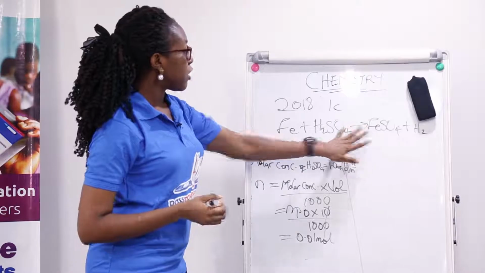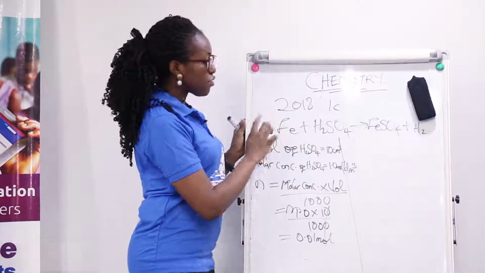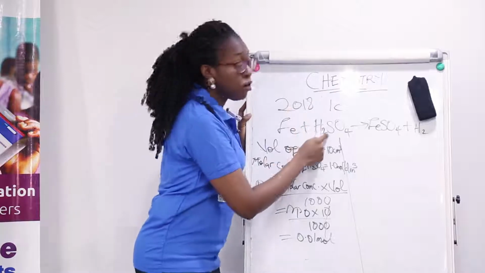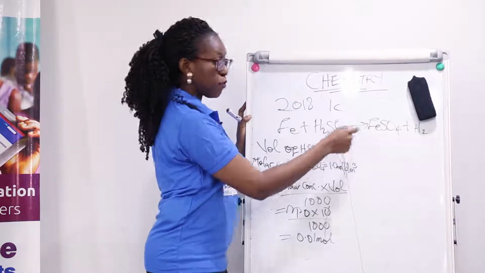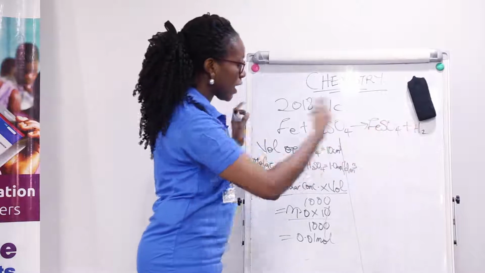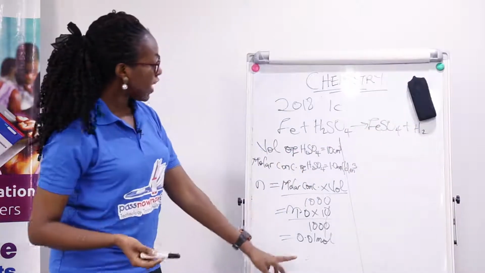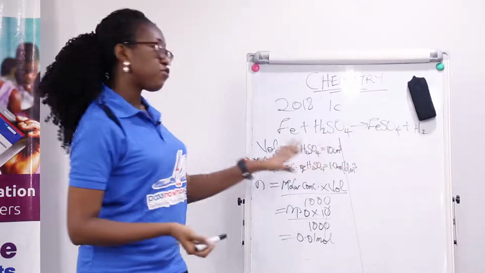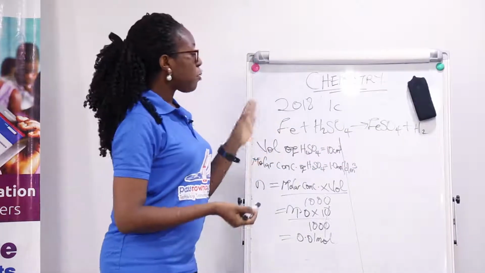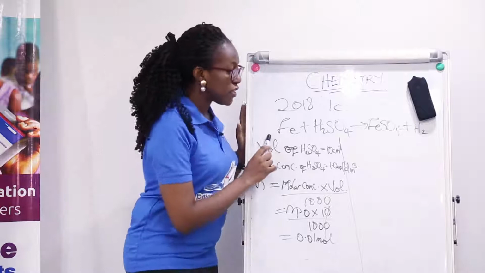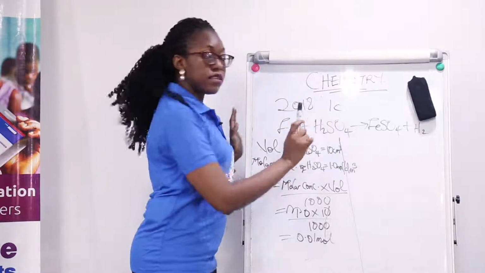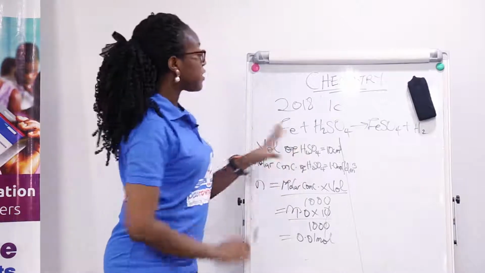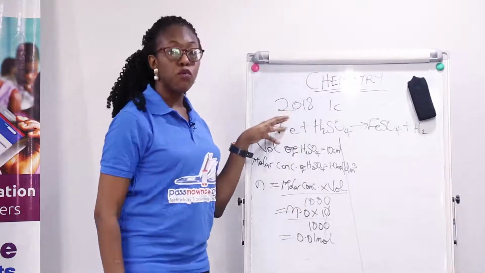And from this equation, the mole ratio shows that 1 mole of iron reacts with 1 mole of H2SO4, which is hydrogen tetraoxosulfate 6. And already, we know that 0.01 mole of hydrogen tetraoxosulfate 6 reacted in this question. So automatically, if 1 mole of this reacts with 1 mole of this, 0.01 mole of this will also react with 0.01 mole of iron.